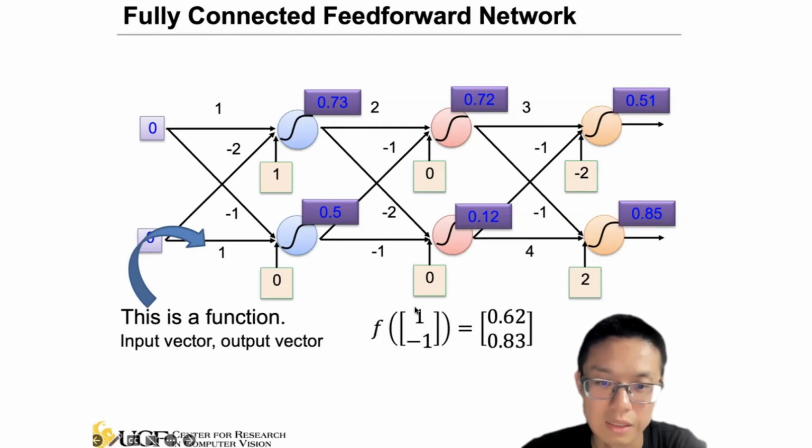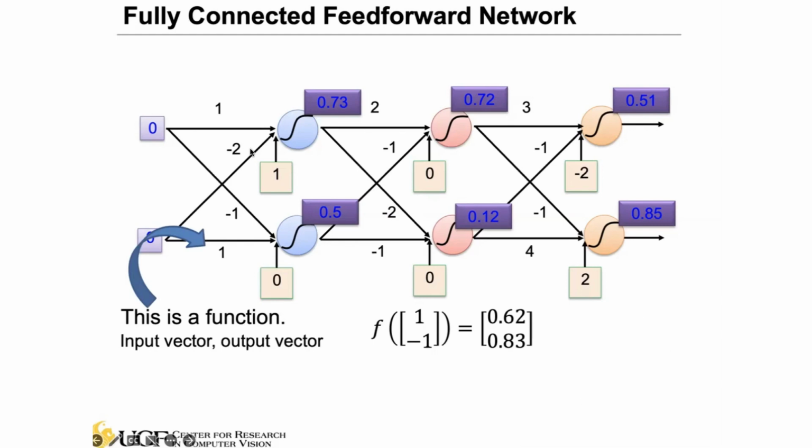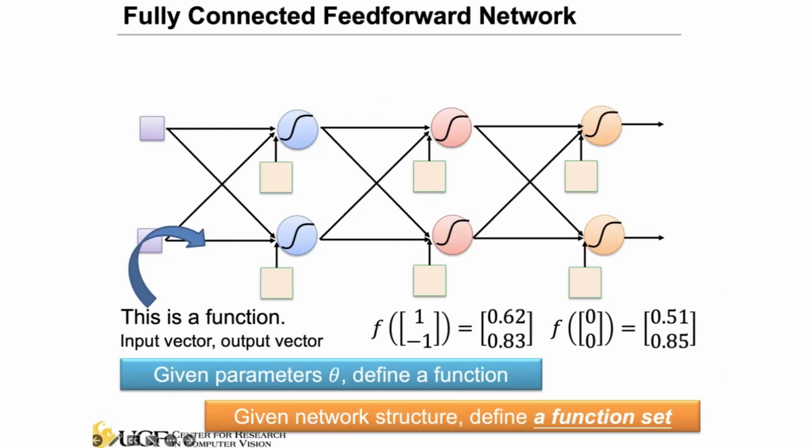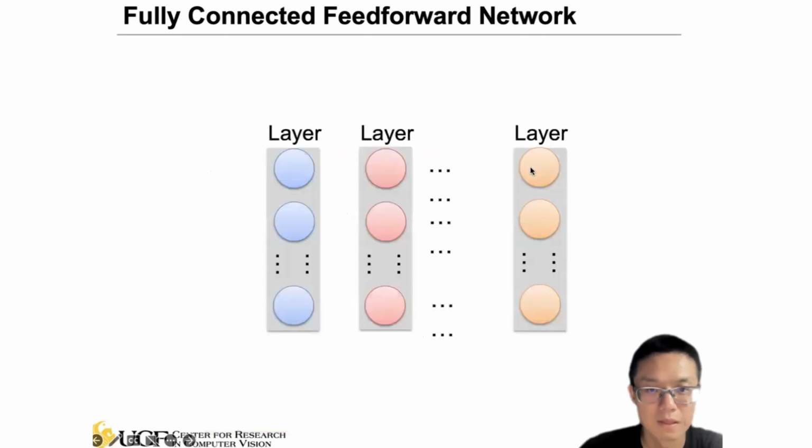You have an input vector, and we are using f to briefly indicate the network function as a mapping function, and we can specify what the output is if the network function has these particular parameters. If we change the input, we can have a different output vector. So given these parameters, we can define a function. Given the network structure, we can define a function set, and the functions in this function set are determined by these weights and bias terms, okay?